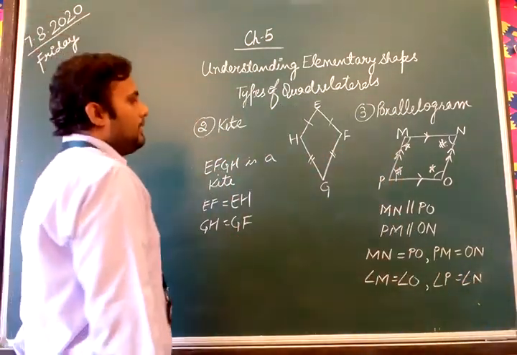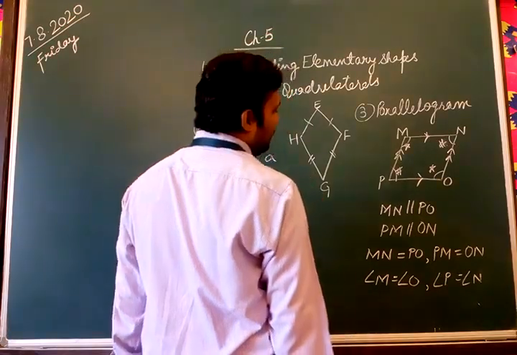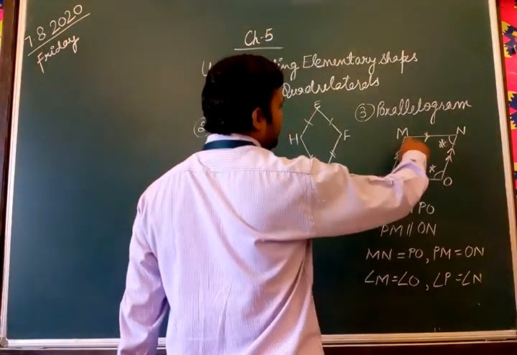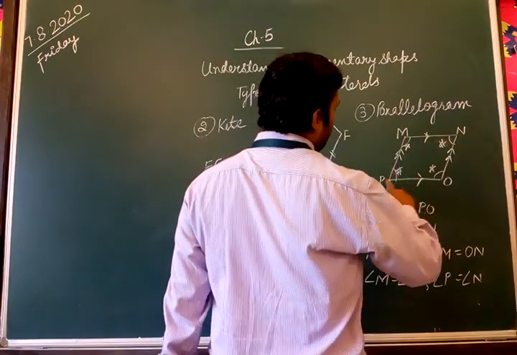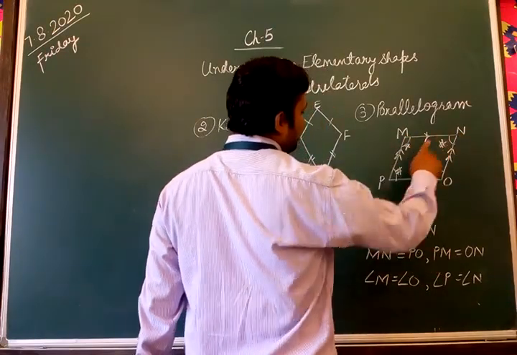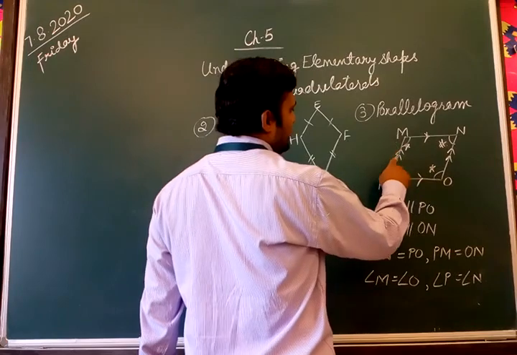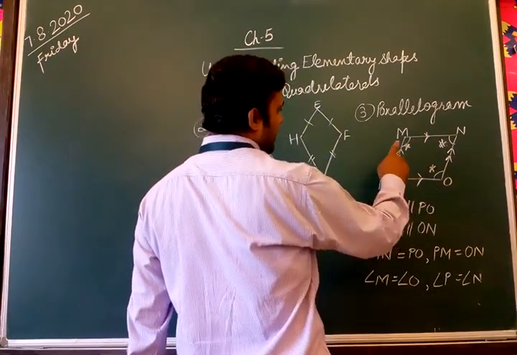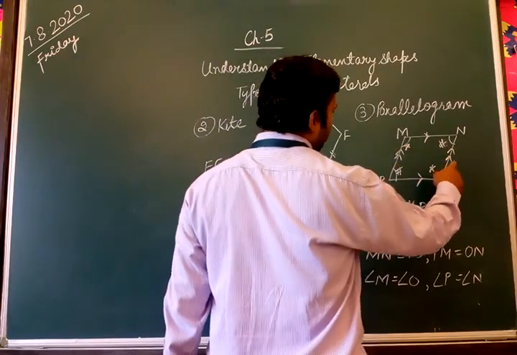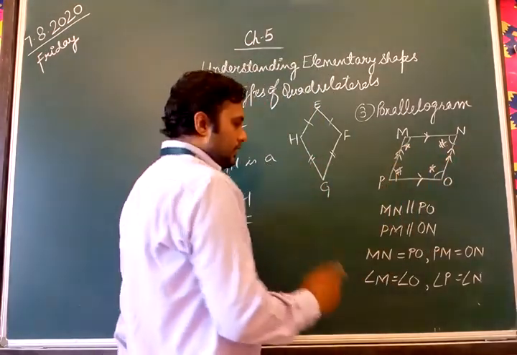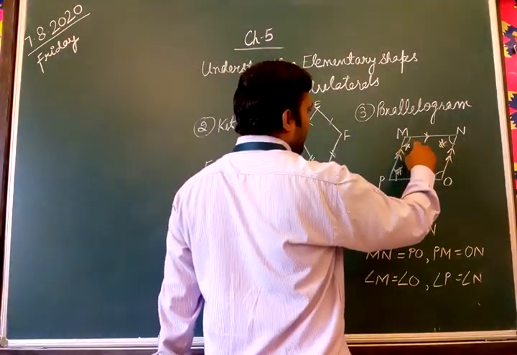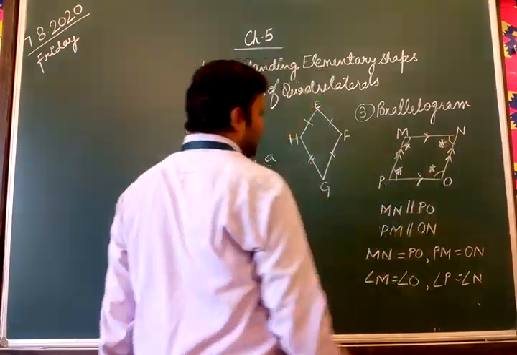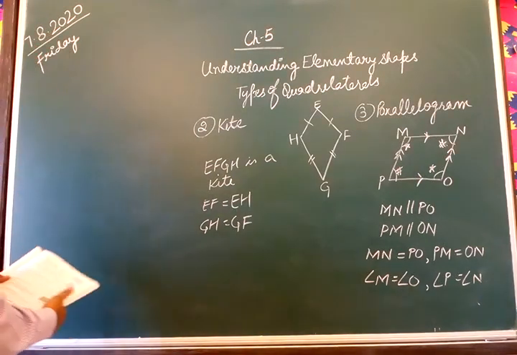So this is all about the parallelogram. In a parallelogram, the opposite sides are parallel to each other. It means MN is parallel to its opposite side; these are parallel to this and this is parallel to this. MN equals PO and PM equals ON. In addition, opposite angles are also equal. Angle N equals angle O, angle P equals angle N. So this is all about the parallelogram.